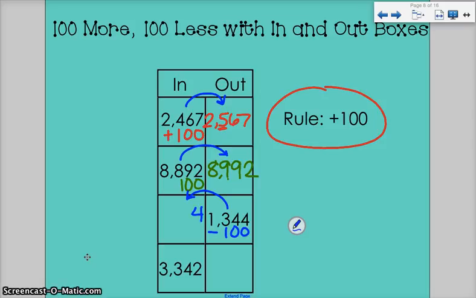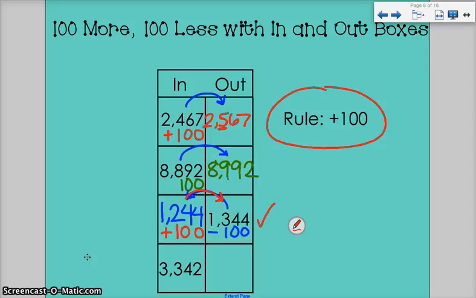4 minus 4 is 0, 3 minus 1 is 2, and 1 minus 0 is 1. So 1,244 is what we said went in. If I double checked that, I would now add 100 and see if what came out is 1,344. Yes, it is, so that was correct.